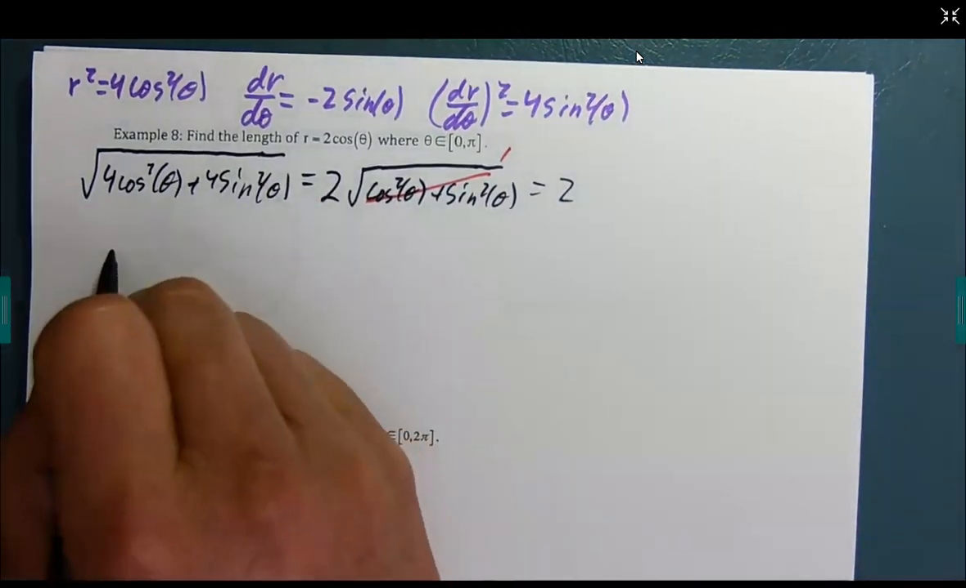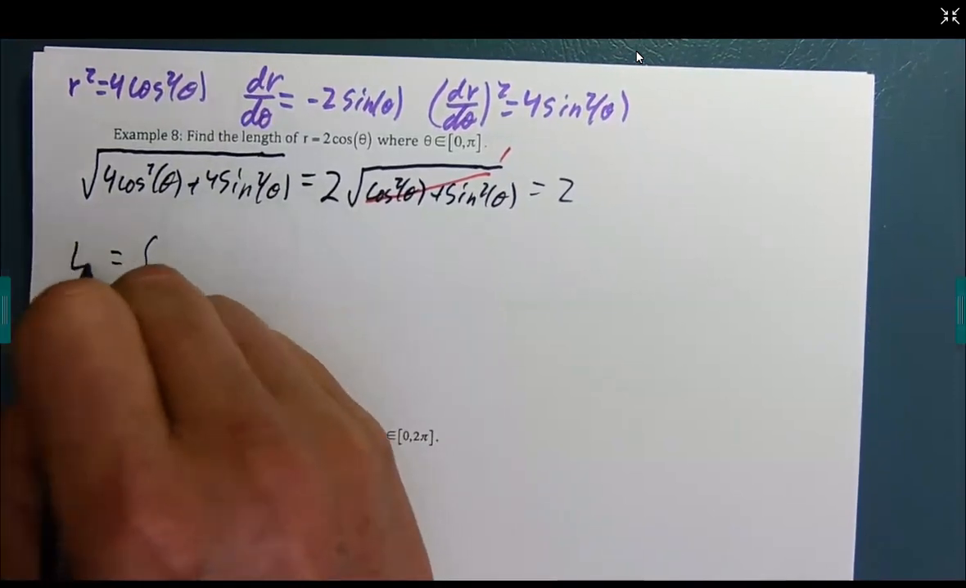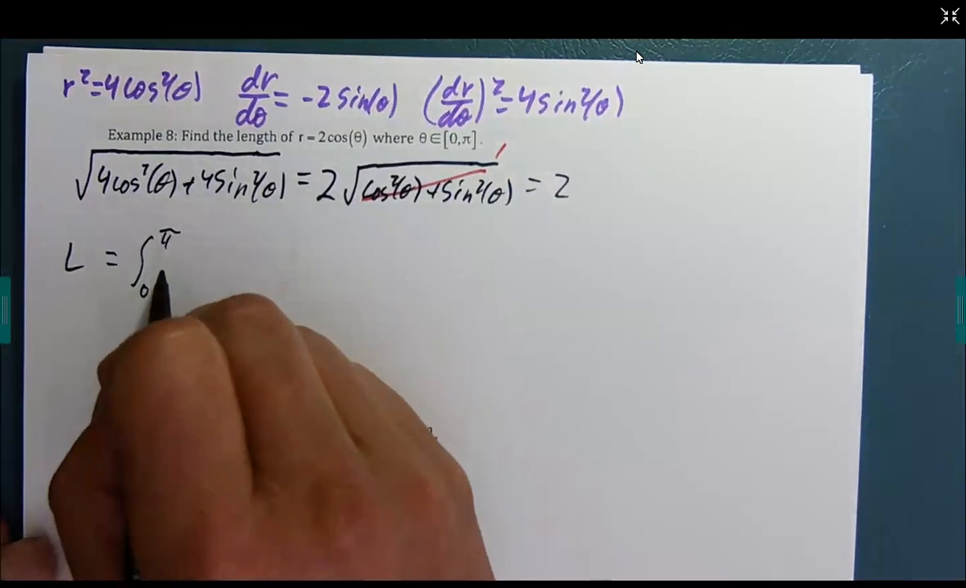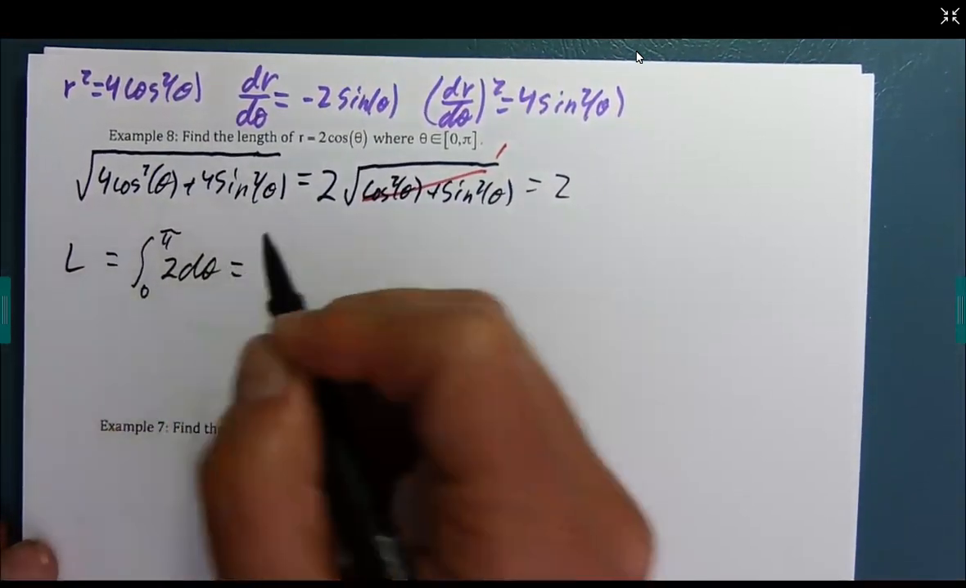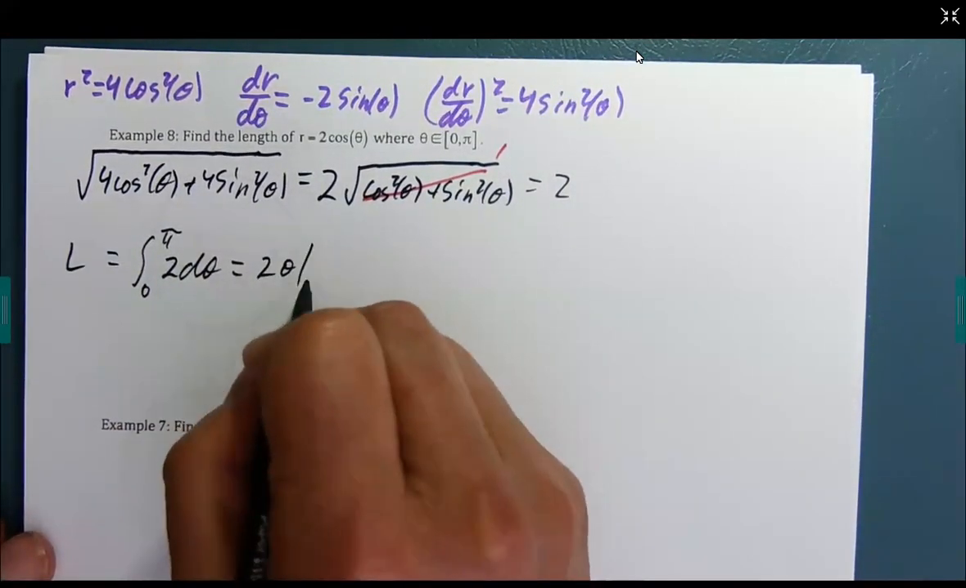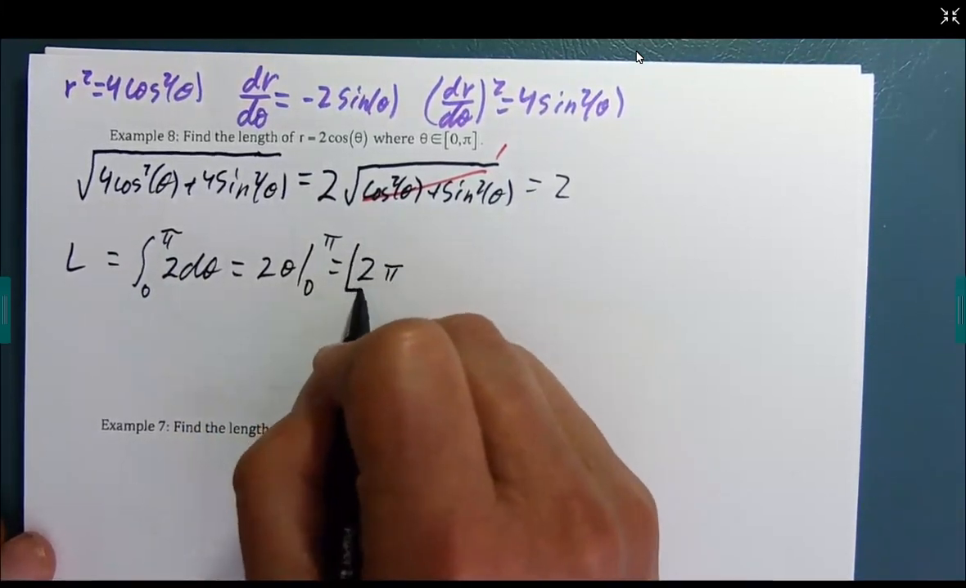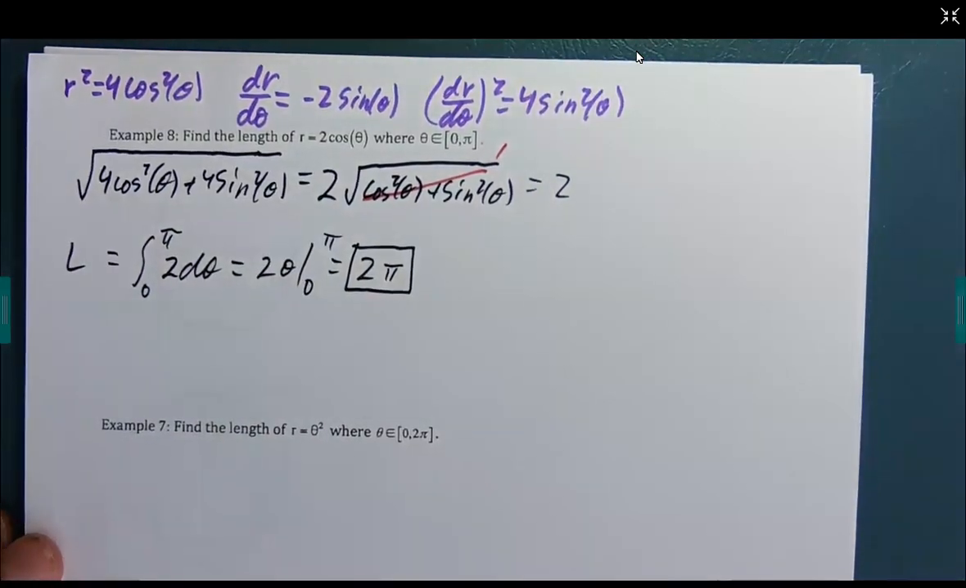We end up with the integral from, this is our arc length, from 0 to pi, that's what they gave us here, of 2 d theta. So 2 theta from 0 to pi is just 2 pi. Not too crazy.